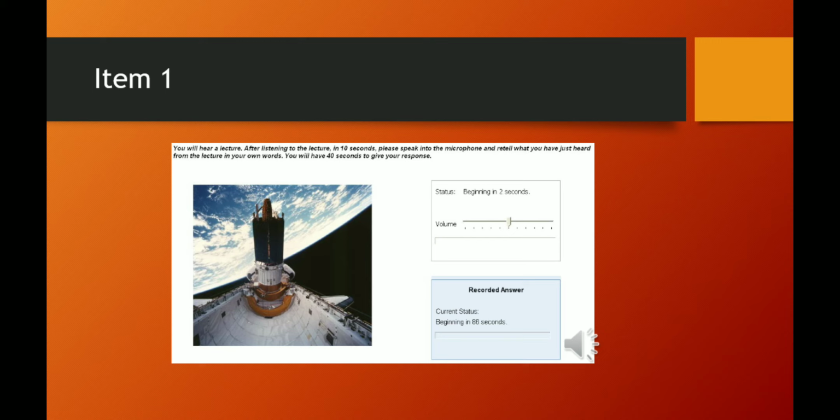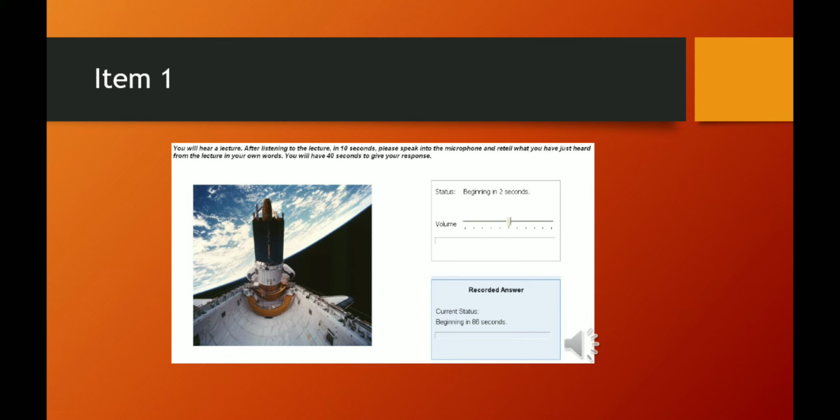And one more important thing: for this particular question type, Retell Lecture, you will always have an image related to the lecture. So try to identify and understand the image given here. For example, you can see the shuttle is traveling. That will give you the topic idea, and if you understand this properly, you will have a clear-cut idea of what you are going to hear in this lecture, and your mind will be prepared for it, and you can easily grasp the information from that lecture.